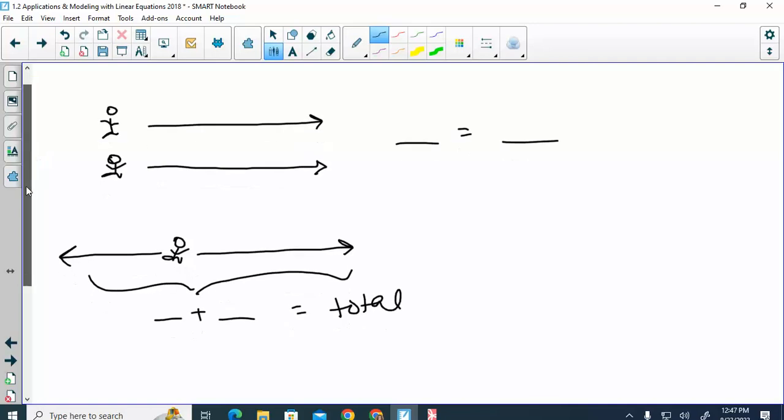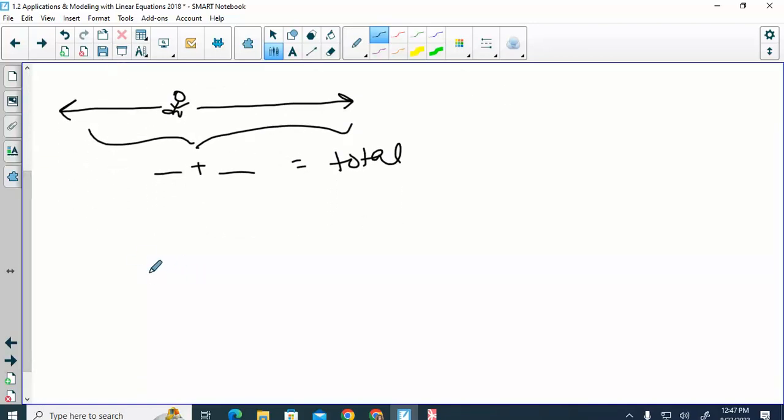The final scenario: you're running a race. We've got 2 people running a race, and one's faster. I want to know how long until you're a mile apart. If I'm trying to figure out how far apart you are, what would I have to do with your distances? Subtract. So there's 3 possibilities: either the distances are equal, we will add them, or we will subtract them. We have to think about the problem.